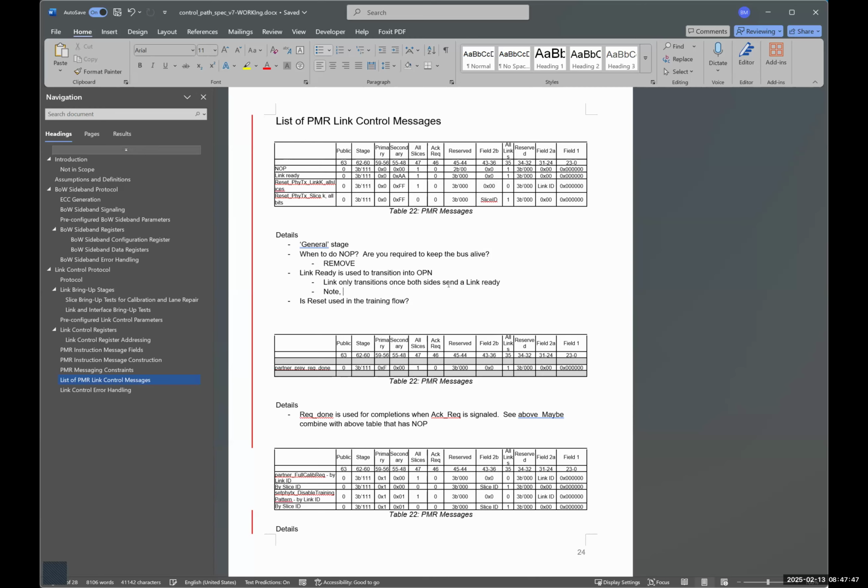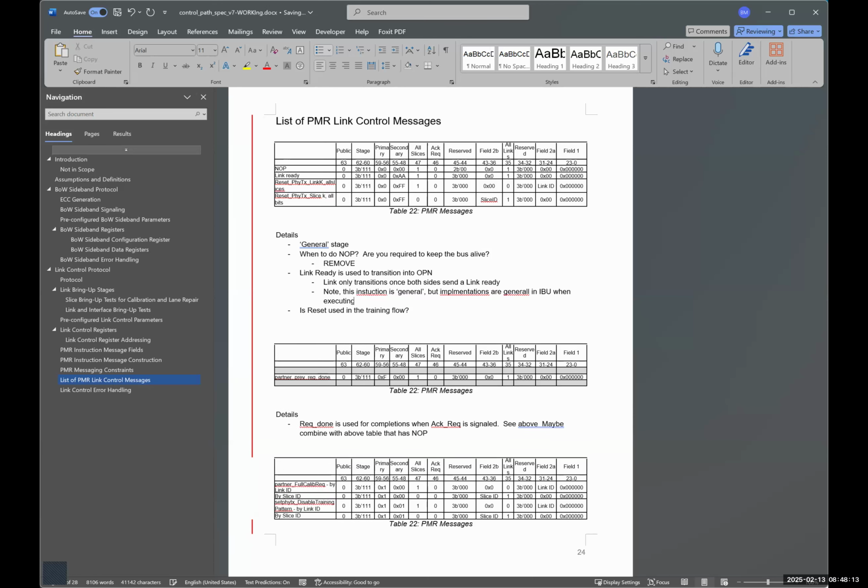Okay. Yeah. So we can note this instruction. I'll fix these typos. Anyway, okay. All right. Let's move on to reset.